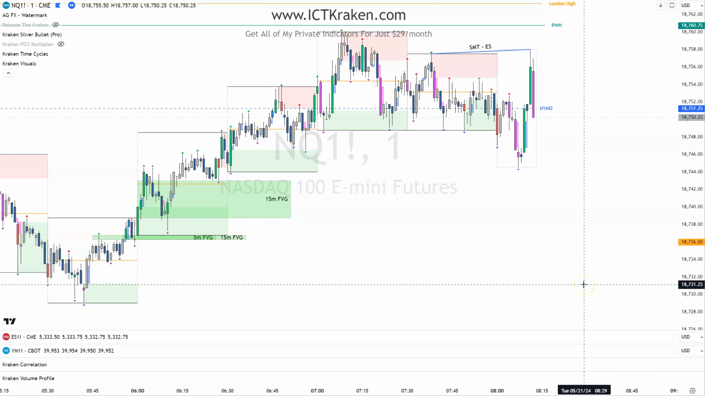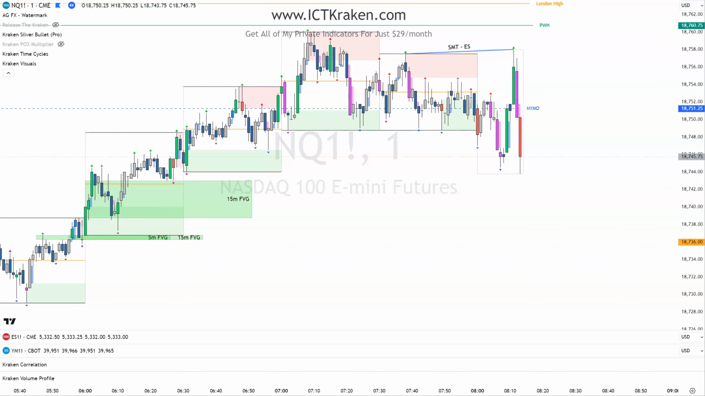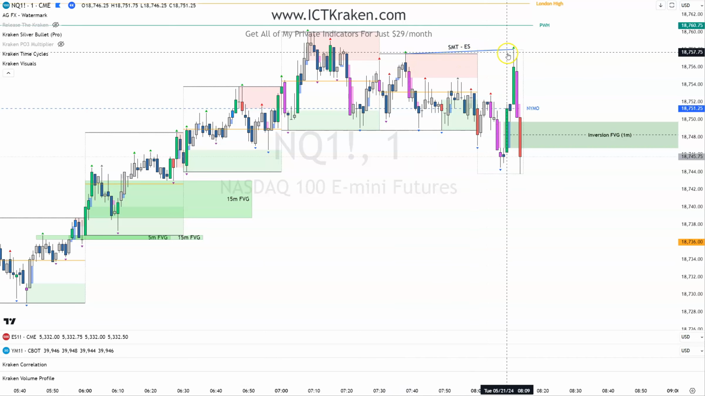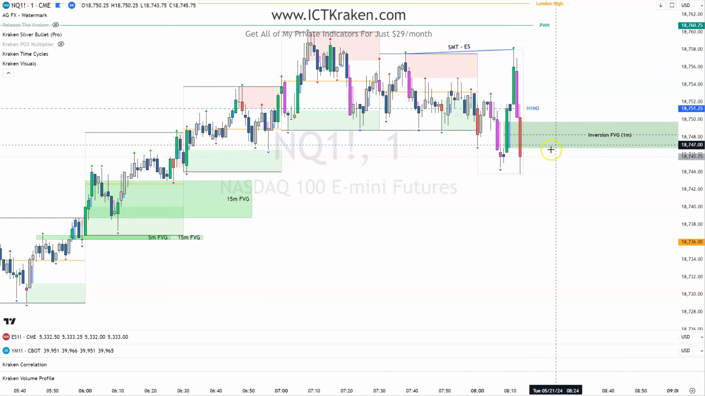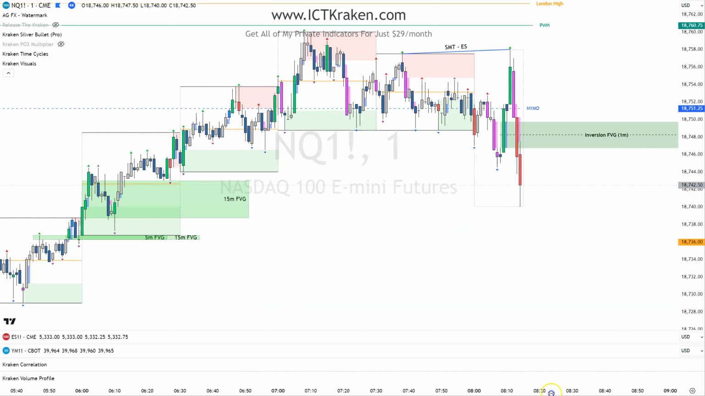Okay, obviously I have a balanced price range right here, so I'm kind of waiting to see what happens here. Trading through it, inversion. Yeah. So now that we have swept a time cycle high, we have SMT, we have a balanced price range, and we have an inversion here that has just been taken into right there. So if it trades into that, I will take a short. Oh, that's brutal.